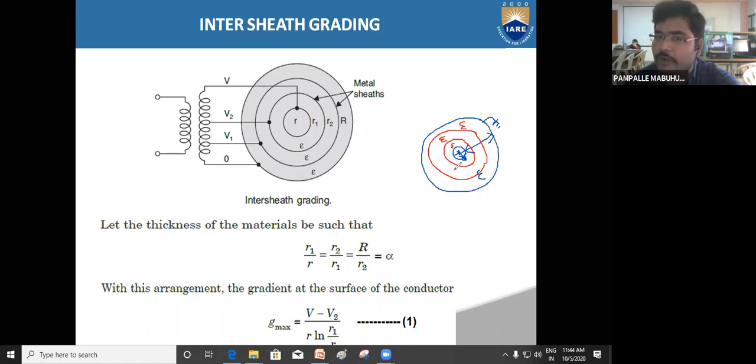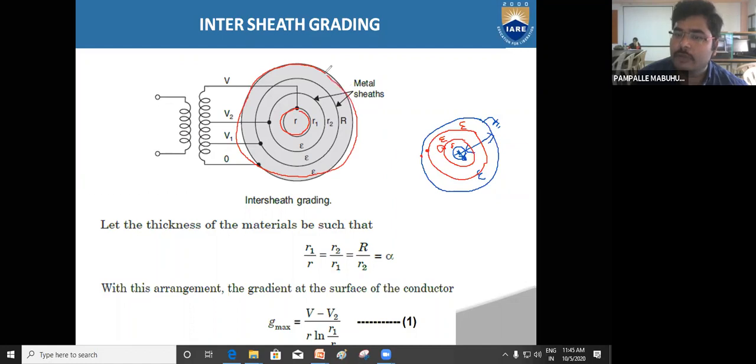But here you are going to use intersheaths. Intersheath, or we can also call them metallic sheaths between the conductor and your outer sheath. In this method you have to maintain the voltage at these layers. So you have to apply some voltage with a tap changing transformer for these metallic sheets. See here in this diagram, this is your conductor, and this is your outer sheath.